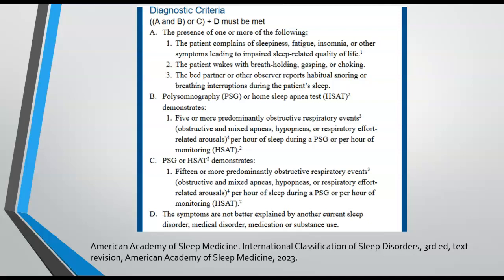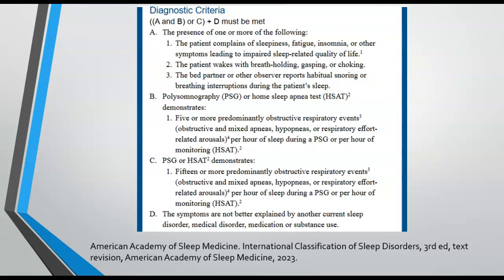This is the presence of symptoms like fatigue, insomnia, excessive daytime sleepiness, witnessed apneas, gasping, choking, or a bed partner or other observer reporting habitual snoring. And B, which includes a PSG or a home sleep study showing an AHI of more than 5 or REI of more than 5, predominantly of obstructive respiratory events, which include obstructive apneas, mixed apneas, hypopneas, RERAs.